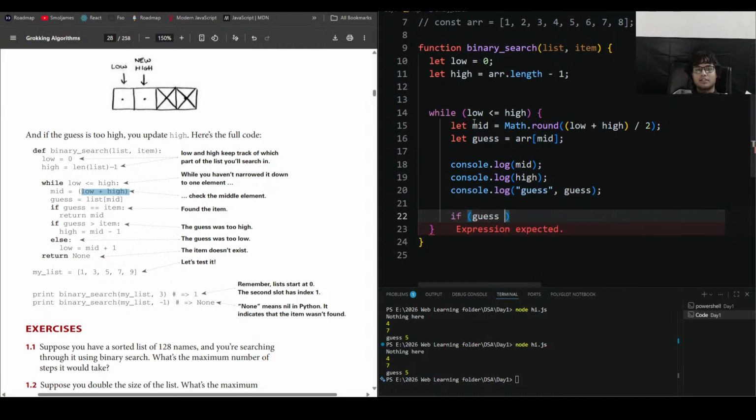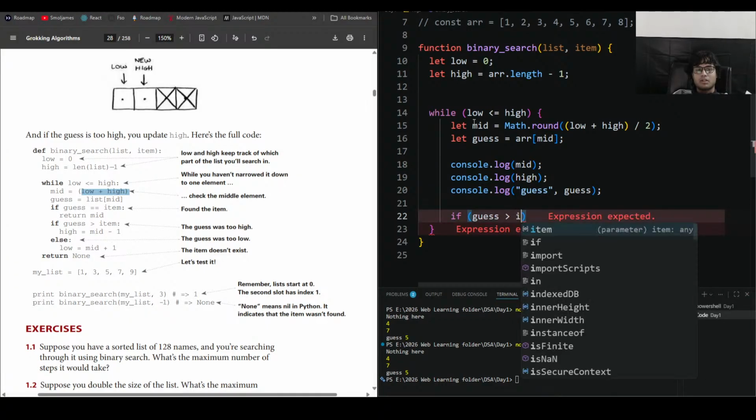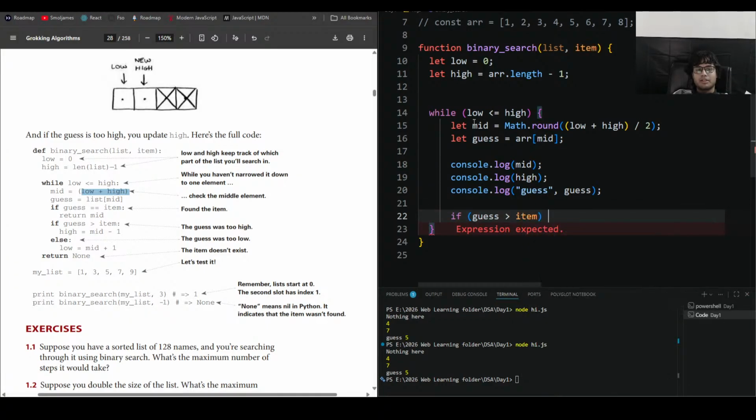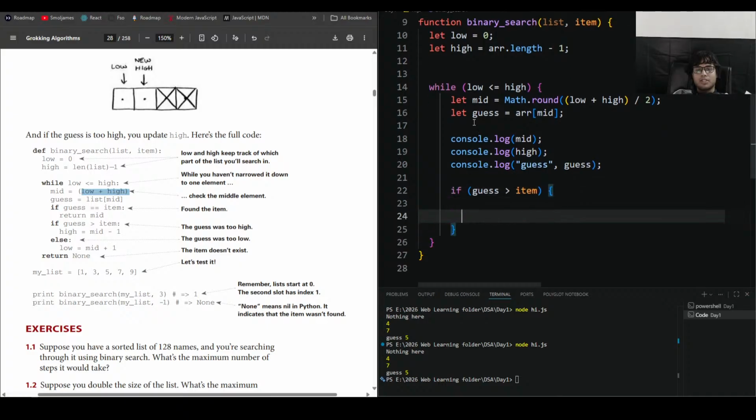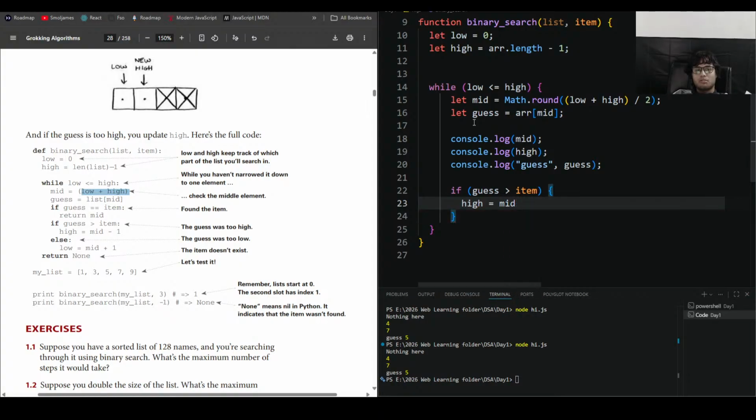If the guess is bigger than the item, then, of course, what am I doing? High becomes mid minus 1.